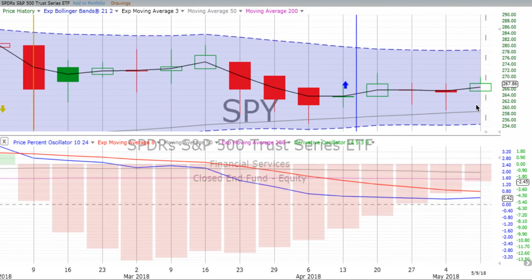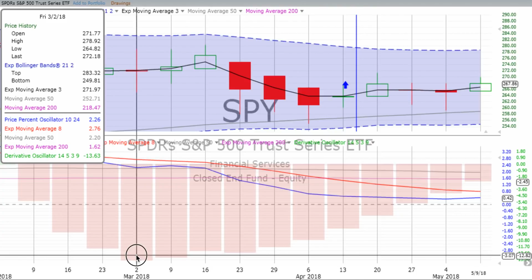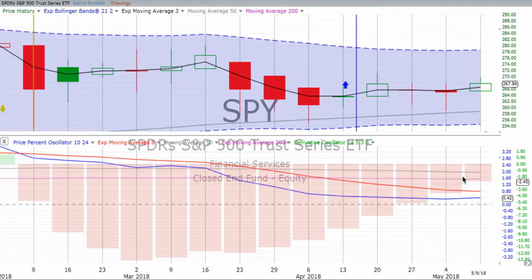So far, we have a green up candle for the week. We are now 3 days into the 5-day candle, green open box candle with a wick on top about the same width as the candle itself. Price percent oscillator looks like it's a little more than flat. Looks like it's heading up just a little bit. Derivative oscillator continuing to lose downward momentum. So if you look at the derivative oscillator, it's continued to lose downward momentum since it peaked out back on the 2nd of March. So we'll continue to watch things and see what we see.